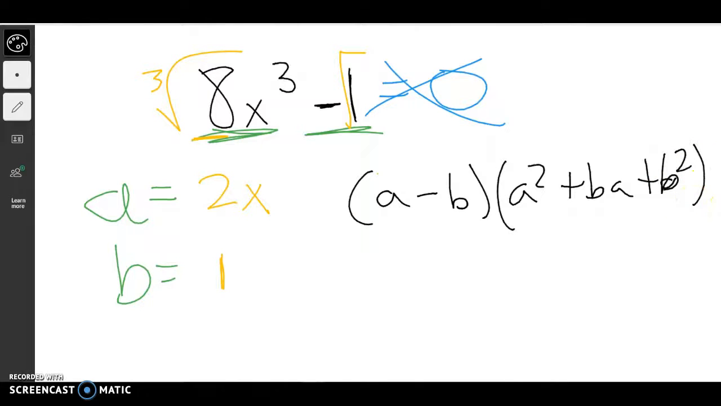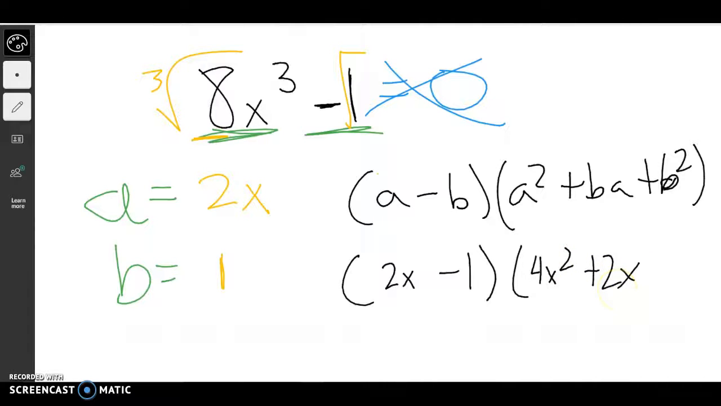So let's plug everything in. Well, a would give me 2x, b would give me -1, a squared would give me 4x squared, ba would be plus 2x, and then b squared would be plus 1. Since it says to factor, this is factored. It has something times something else. So we are done with that one.